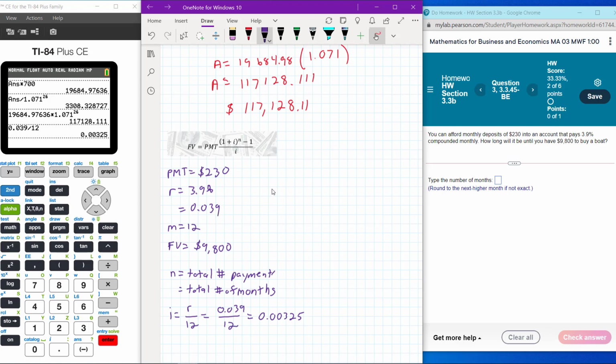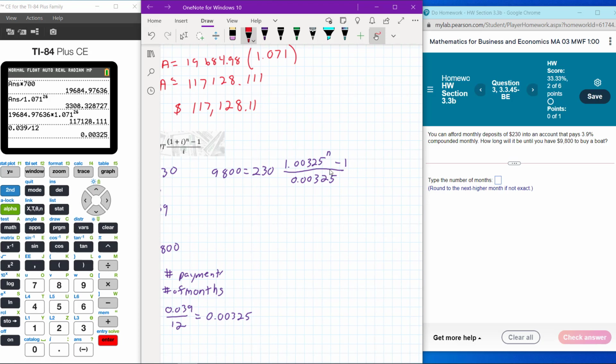So now we know everything with the exception of n, so we can put in our numbers and see what we need to do to figure out what n is. So our future value is $9,800. That's going to be equal to our payment, which is $230, times 1 plus 0.00325, or 1.00325, raised to the nth power, we don't know what that is, minus 1, and all that is going to be divided by 0.00325.